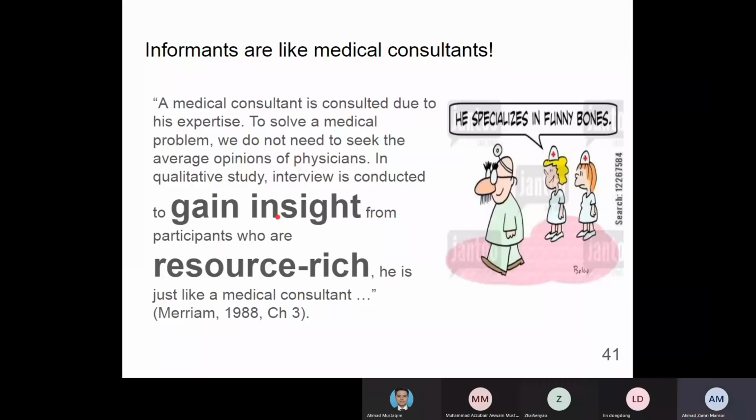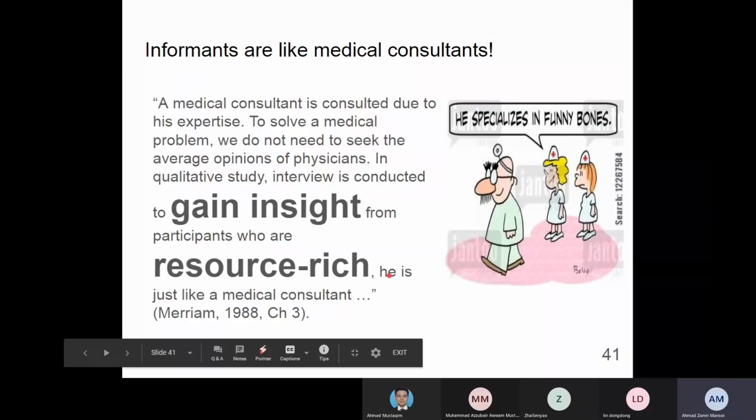Qualitative researchers are also like medical consultants. Whenever we are sick, we go to them based on their expertise. A medical consultant is consulted due to his expertise to solve a medical problem. We do not need to seek the average opinions of physicians. In a qualitative study, interviews are conducted to gain insight from participants who are resource rich, just like a medical consultant.